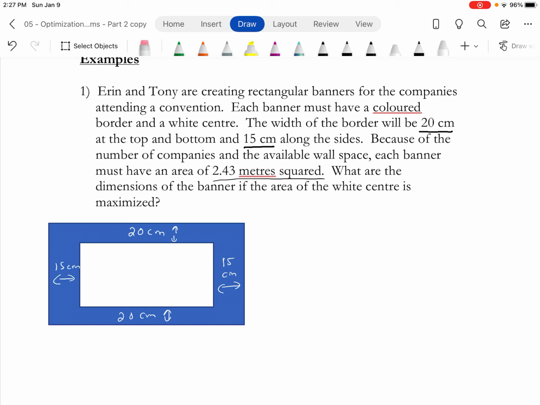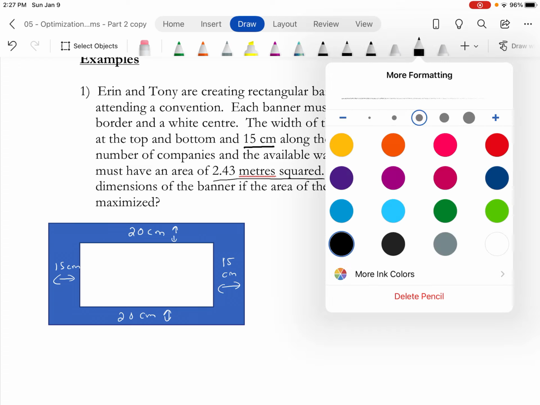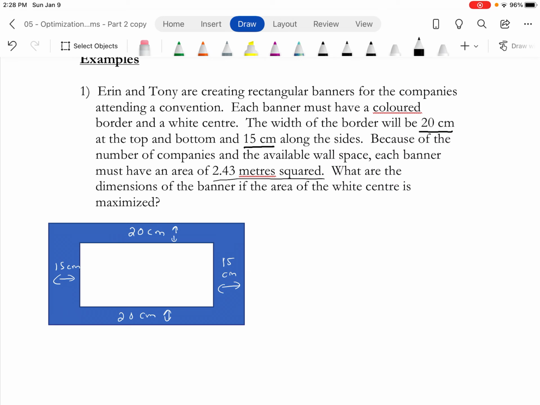And so that's the picture of what's going on here. So that's a little bit better for understanding what's happening with the banners here and all that nonsense about colored border and so on. Okay, so that deals with that.